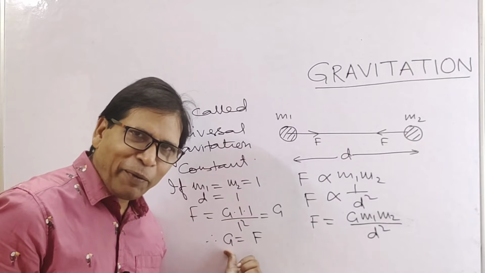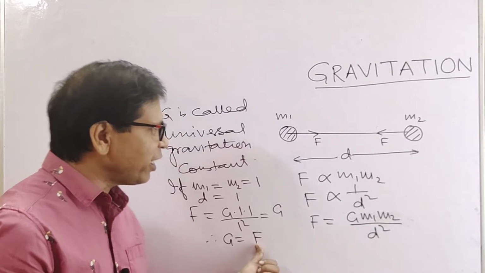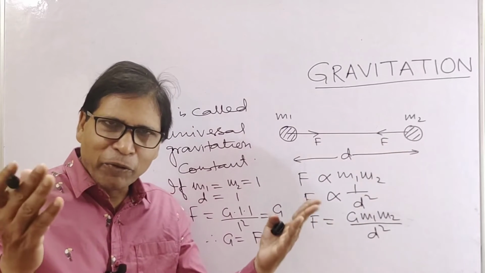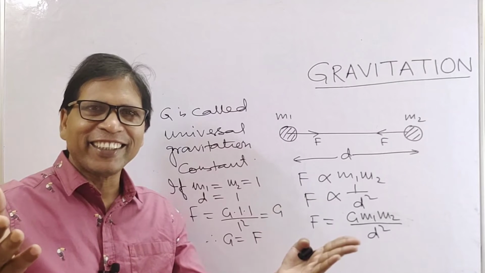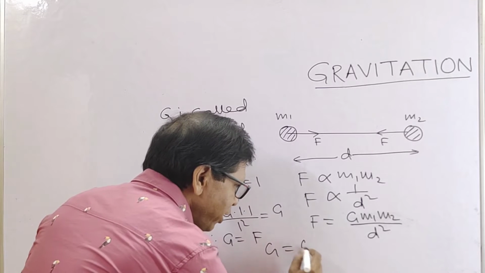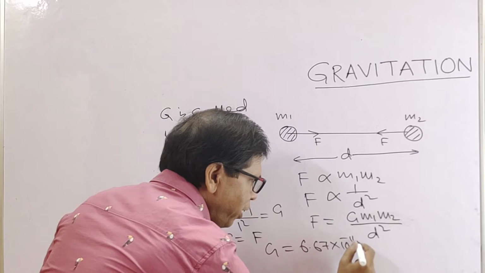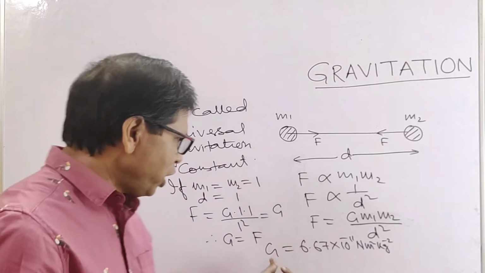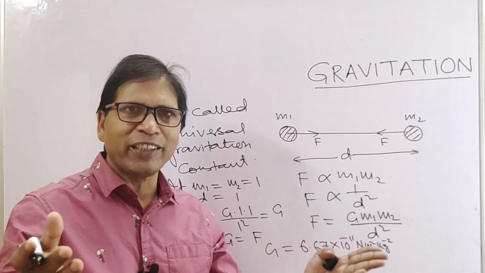Therefore the universal gravitational constant is the magnitude of the force of attraction between two particles having unit mass separated by unit distance. Its value is equal to 6.67 into 10 to the power minus 11 Newton meter square kg to the power minus 2. This value was first determined by Cavendish with a sensitive instrument.